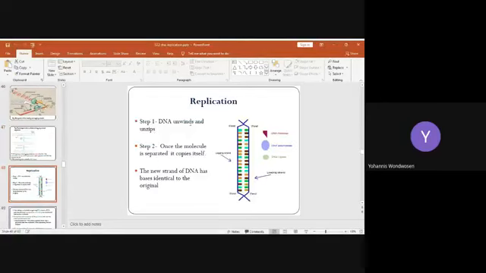So as well, when you have seen the replication, the steps are: DNA unwinds and unzips. Step 2, once the molecule is separated, it copies itself, and there are a lot of proteins participating in this process.